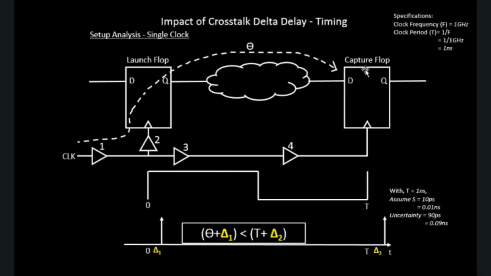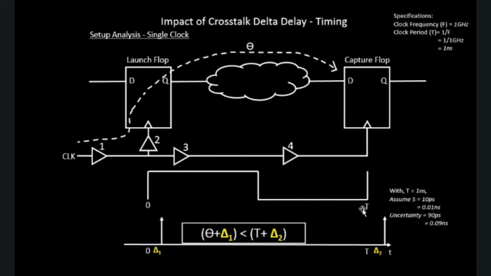That much time is needed for the capture flop after receiving the data, so that time has to be accounted for. What we'll do is take that time and subtract it from your final equation, from this point. That is one thing. And second, there is something called setup uncertainty.